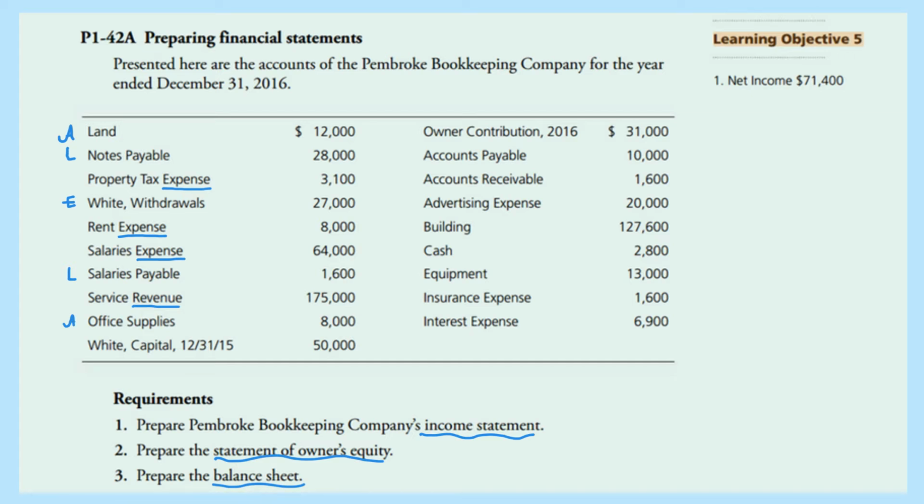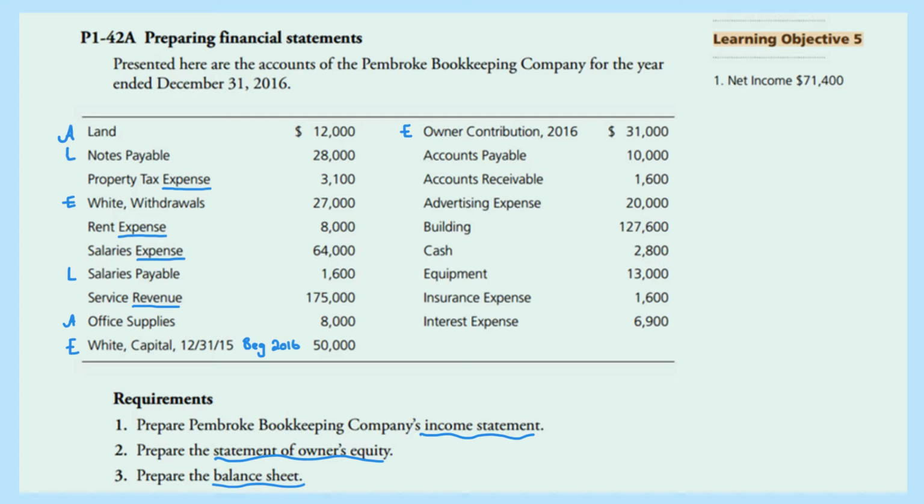White capital, December 31st, 2015. Okay, so this is an equity account. This is the owner name, White capital. And December 31st, 2015 means ending of 2015, which is beginning for 2016. Owner contribution 2016 means any contribution or investment made during 2016, so it's in the equity statement.